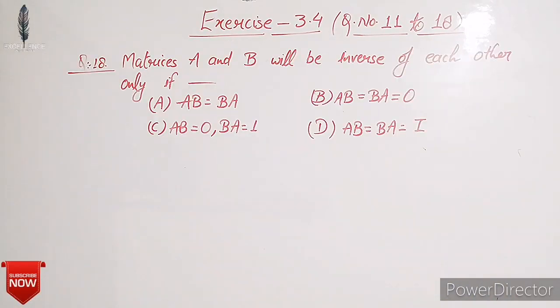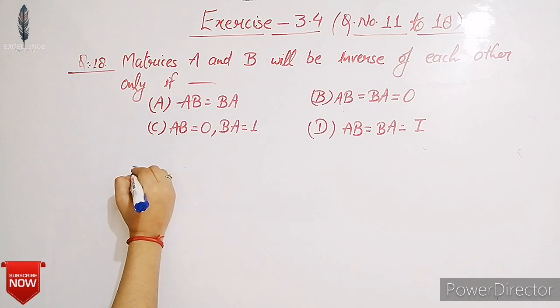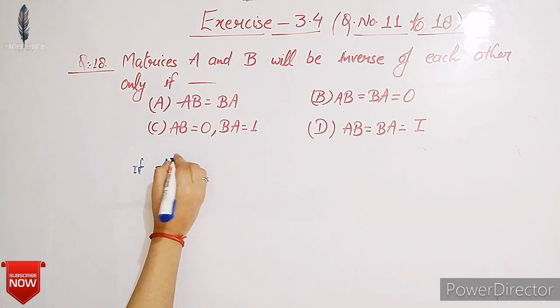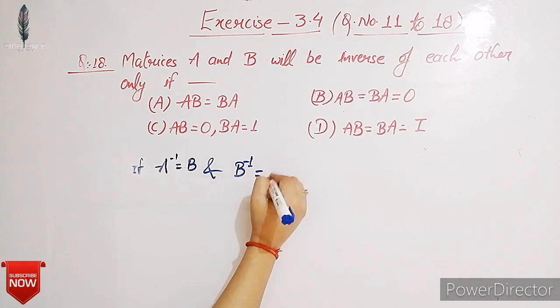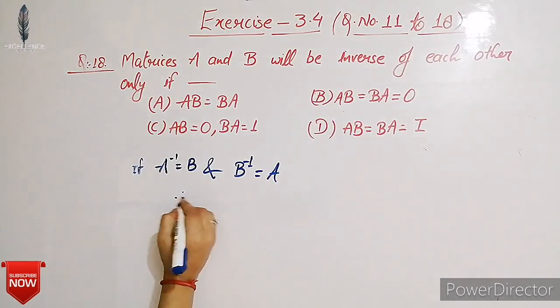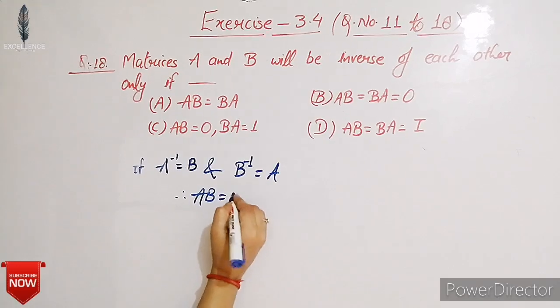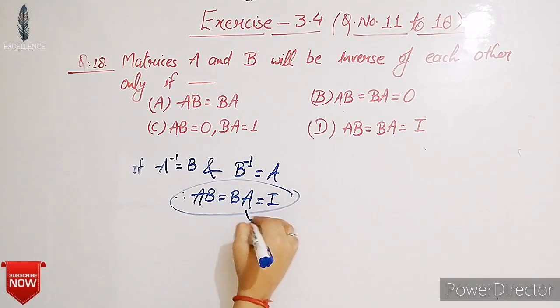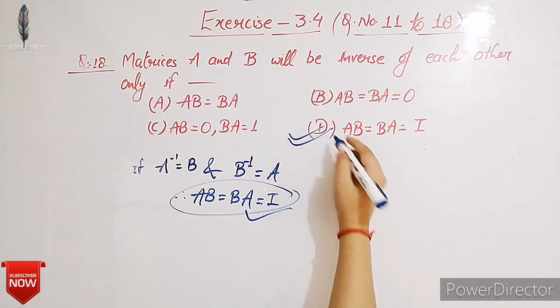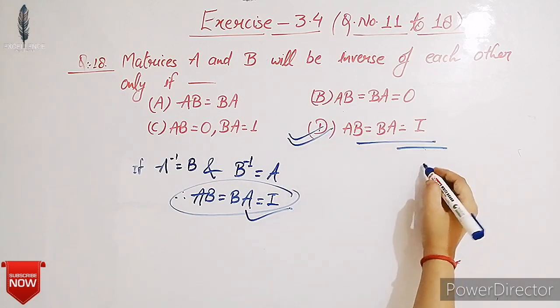Let's see the last question of this exercise, question number 18. Here we have matrices A and B will be inverse of each other only if... So we have A inverse equals B, B inverse equals A. Clearly we know that AB equals BA equals I for satisfying this condition. So option D is the correct answer.